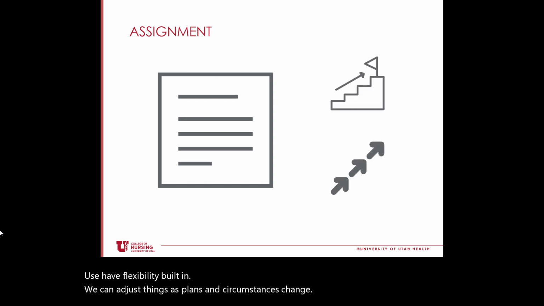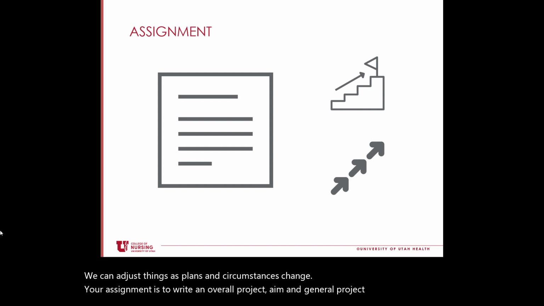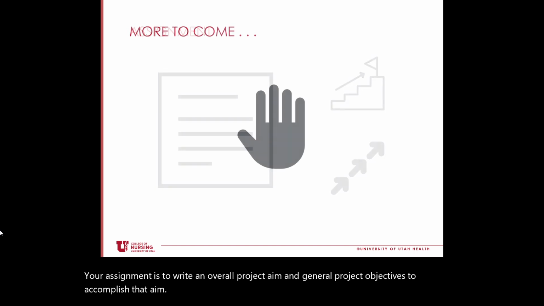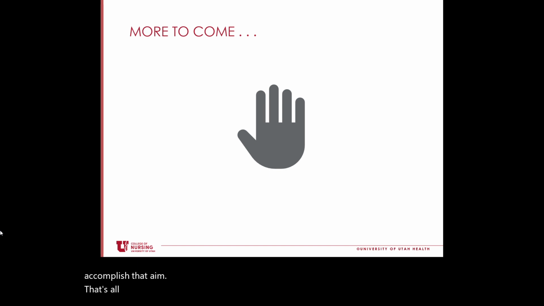Your assignment is to write an overall project aim and general project objectives to accomplish that aim. That's all we'll do in this video. There's more to come.